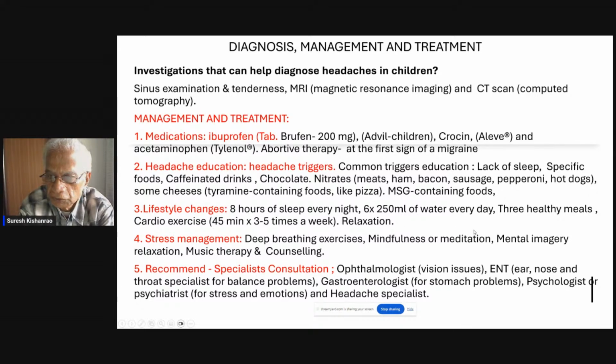Headache education, basically looking for lack of sleep. If there are any specific foods or drinks, lots of chocolates, etc., one needs to observe if they are related to it. And lifestyle changes: the number of sleeping hours according to the age needs to be maintained, and dehydration minimized with adequate water consumption.